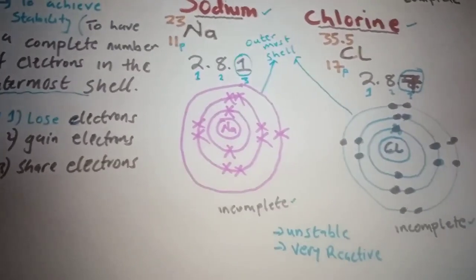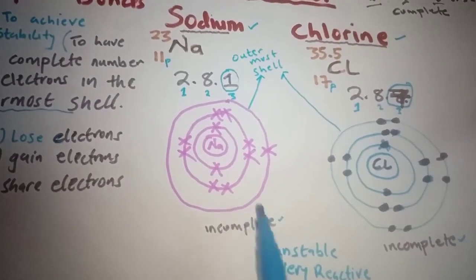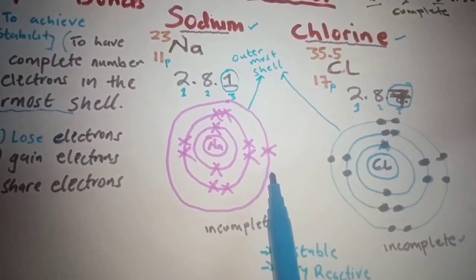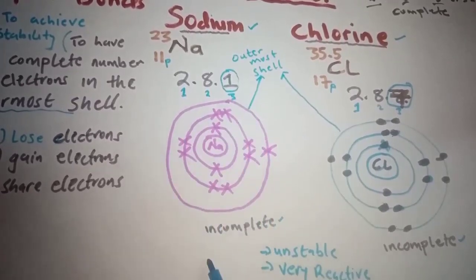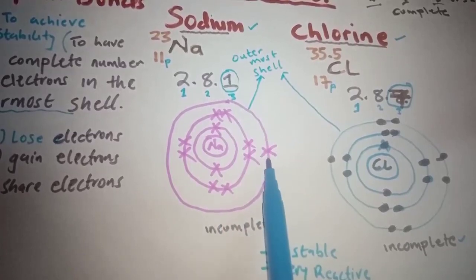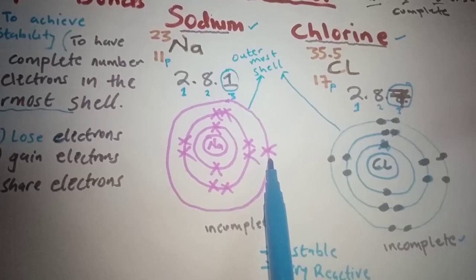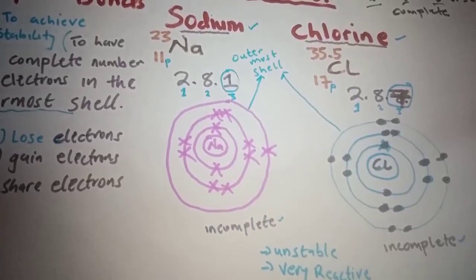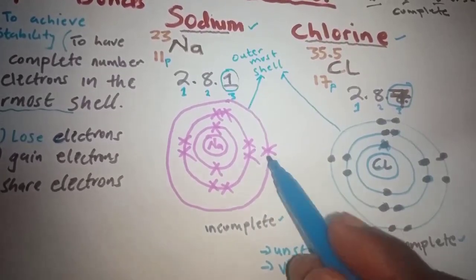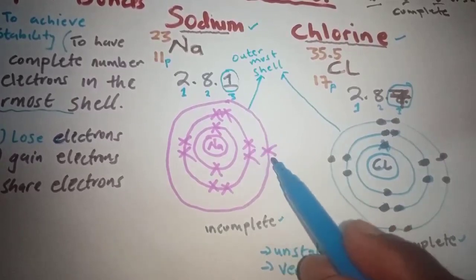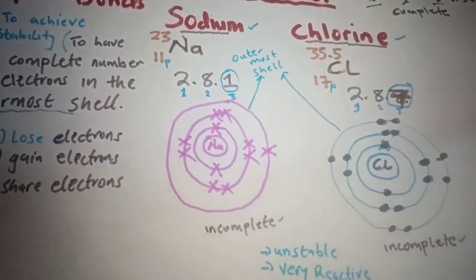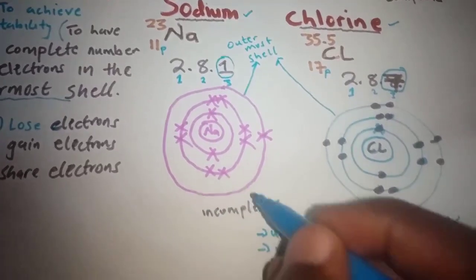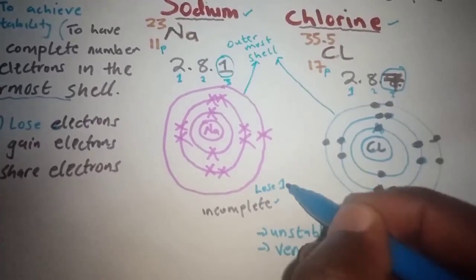So look at this sodium. It needs to have at least 8 electrons in the outermost shell, but it only has 1 electron. Where is it going to get the 7 other electrons to make the outermost shell 8? That's not possible. So the easiest thing is to lose this electron. Once it loses this electron, the shell below becomes the outermost shell, and it's already filled to capacity, which is 8. So sodium will lose 1 electron.